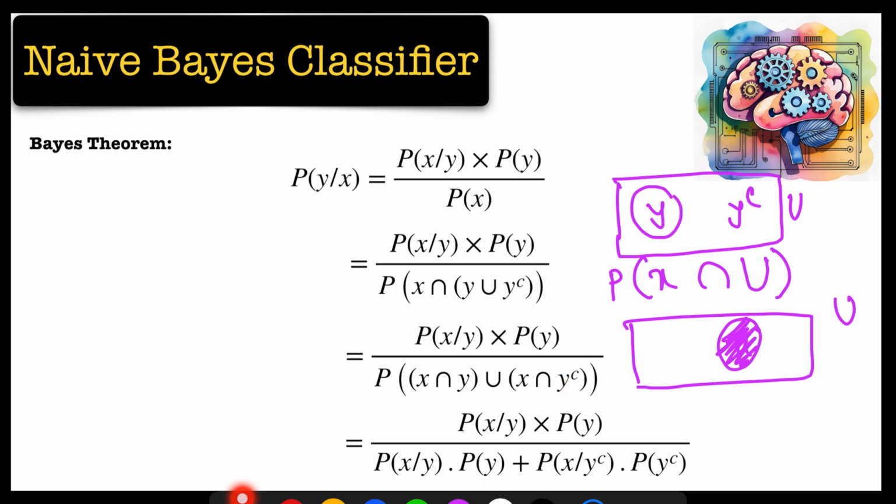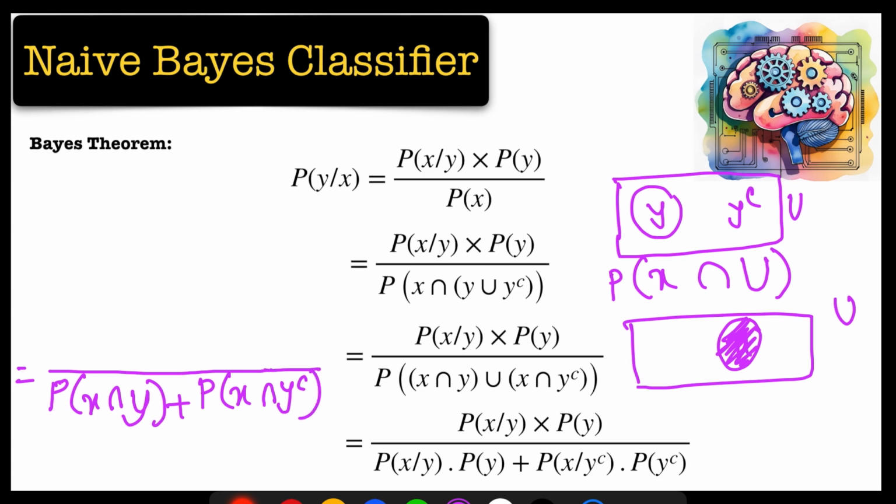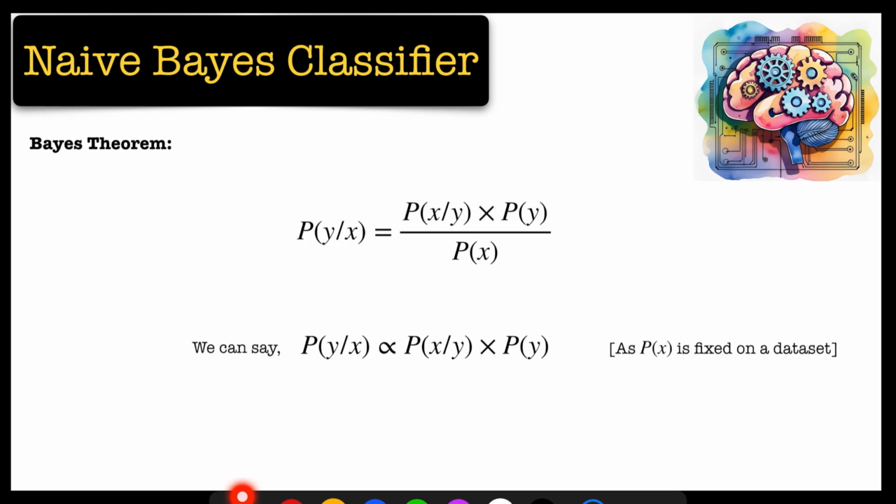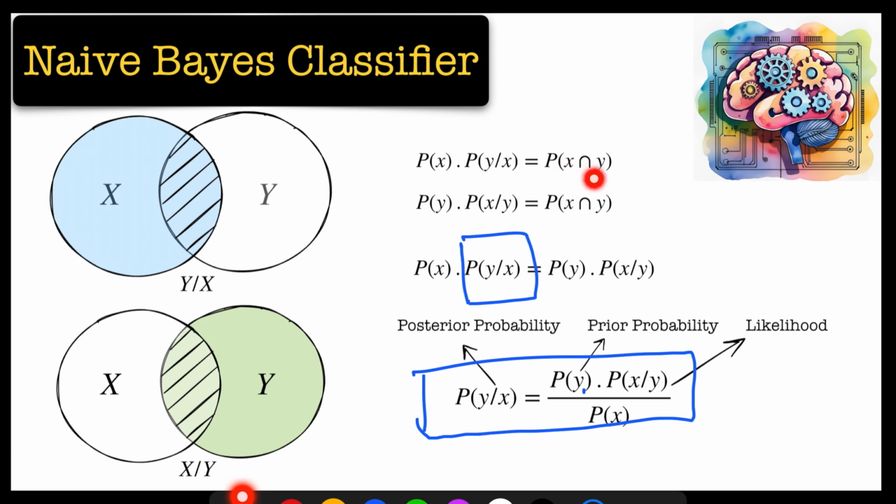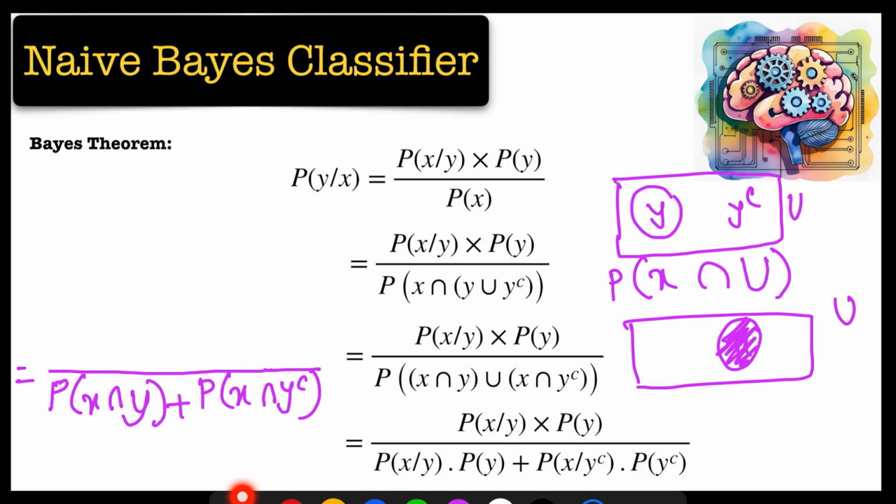This is fine. So this can also be written as probability of x intersection y plus probability of x intersection y complement. And what is probability of x intersection y? It is probability of x given y times probability of y. That's what we got from here. So that's how we are just expanding. And probability of x intersection y complement is probability of x given y complement times probability of y complement.